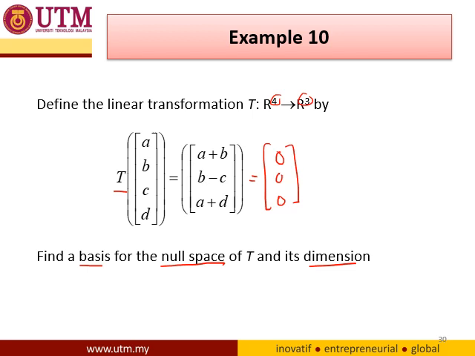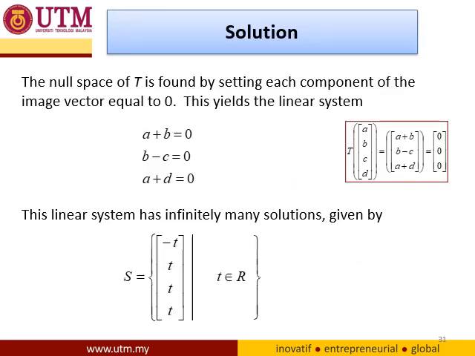You find the basis first, and based on the basis you will get the dimension. You need to look back at our chapter 3. So we will have a plus b equal to 0, b minus c equals to 0, a plus d equals to 0. Same as we did previously, the null space is found by setting each component of the image vector equal to 0, which we did in the last slides. So we will have a linear system that has infinitely many solutions, given by this, which is what you get after solving the linear equations.